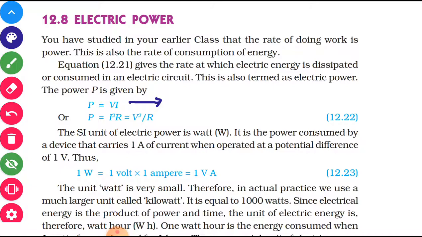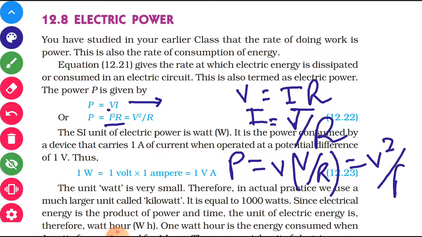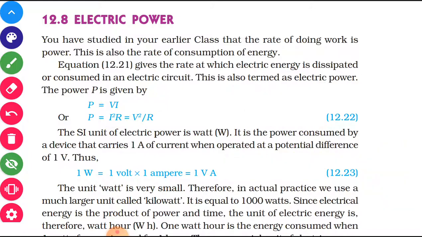Okay, now as you know, V is equal to I into R. So instead of V, if we write I into R, then this becomes I square R. And if you substitute instead of I, we can write V upon R. So power can be written as, keep V as it is, and instead of I we write V upon R. So V upon R into V will become V square upon R. So power has two equations here in terms of I and R, and V and R. That is I square R and V square upon R.